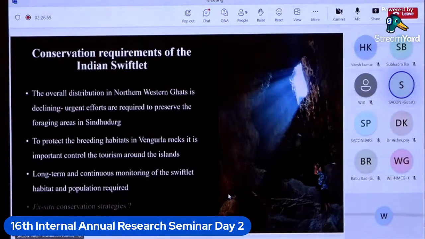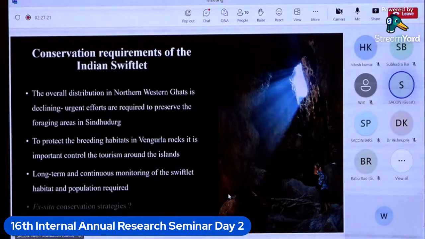So, coming to the conservation requirements of the species, as we've seen that the overall distribution in northern Western Ghats is declining, and hence efforts are required to preserve the foraging areas in Sindhudurg, especially the evergreen forest patches. To protect the breeding habitats in Mangalore and also Sindhudurg, it's very important to control the tourism around the islands as tourism is increasing day by day. So we see that long-term and continuous monitoring of the swiftlet population and habitats are required in this region. Keeping in mind that climate change is negatively affecting the species, it is also very important to explore conservation strategies in the region.